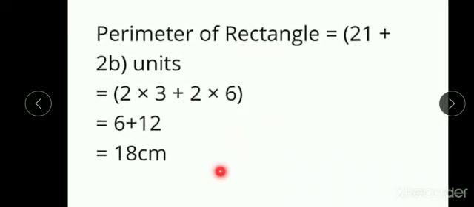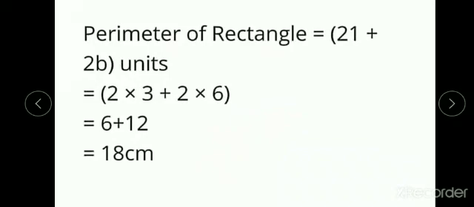So the same thing they have done in a different way. That is 2 length plus 2 breadth. That is 2 into 3 is 6. 2 into 6 is 12. 6 plus 12 is 18 centimeters. So the perimeter is 18 centimeters.